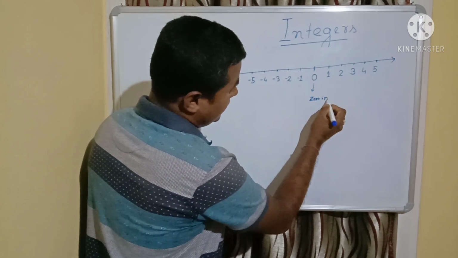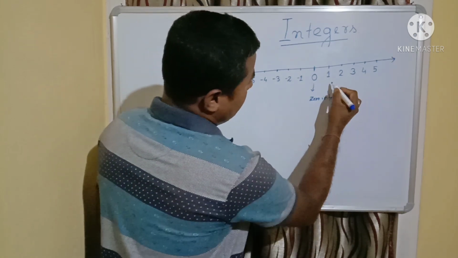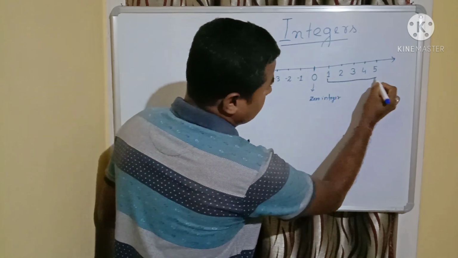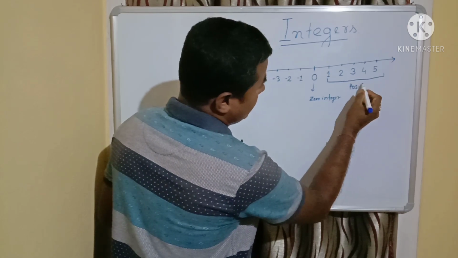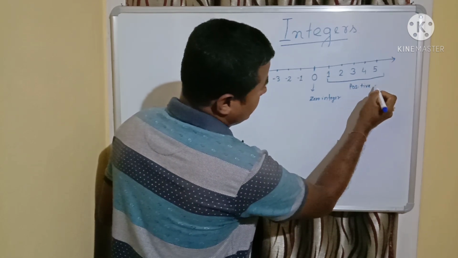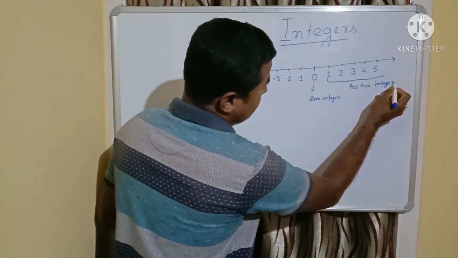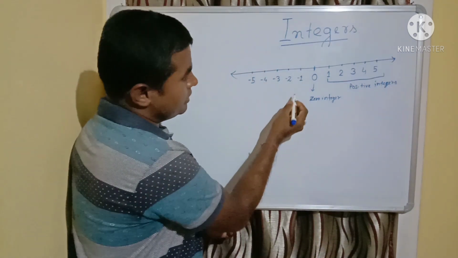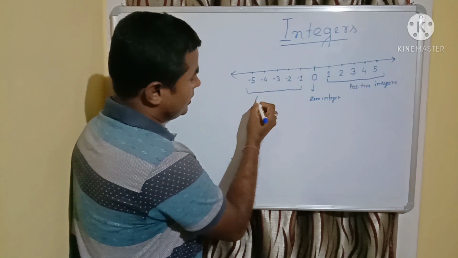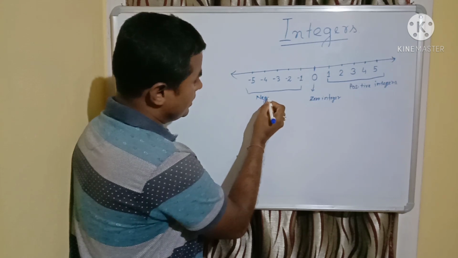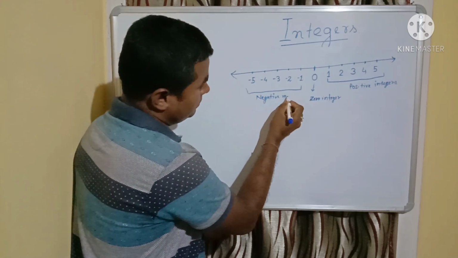Here 0 is called the zero integer. And 1, 2, 3, etc. are known as positive integers. And minus 1, minus 2, etc. are known as negative integers.